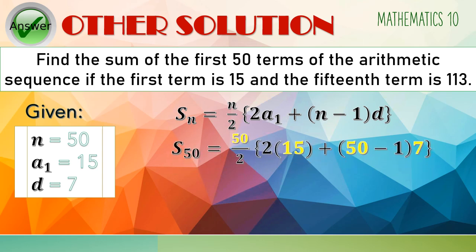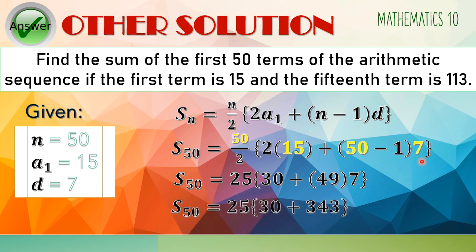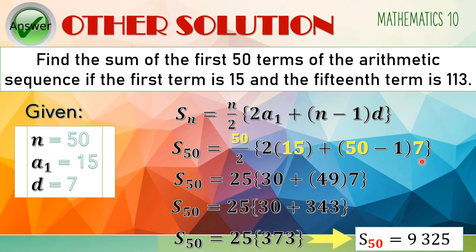So we have here n is 50, our a sub 1 is 15, n is 50 again, and d is 7. And of course, performing the indicated operations, applying the PEMDAS rule, we would have 25 times 373, and you can see here that we got the same answer again, which is 9,325. So I provided you already two problems where in either of the two formulas we can arrive at the same answer, as long as we know the prior steps or the prior details that we need to look for before pursuing the arithmetic series formula.